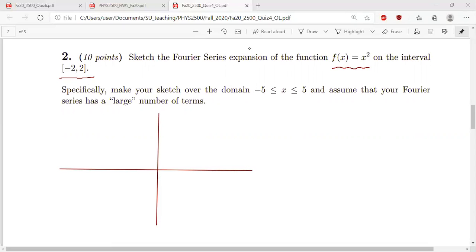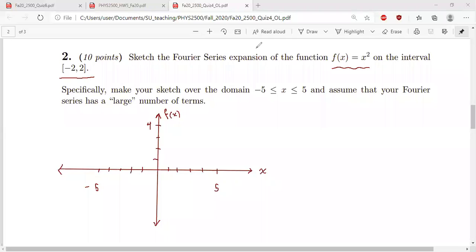understand the basics of what a Fourier series expansion of a function itself is, to the point where you realize that it will repeat over the interval. Don't know why I drew the negative y-axis that big. It'll repeat over the interval minus 2 to 2. So if we plot this from minus 5 to 5, we'll get multiple periods.